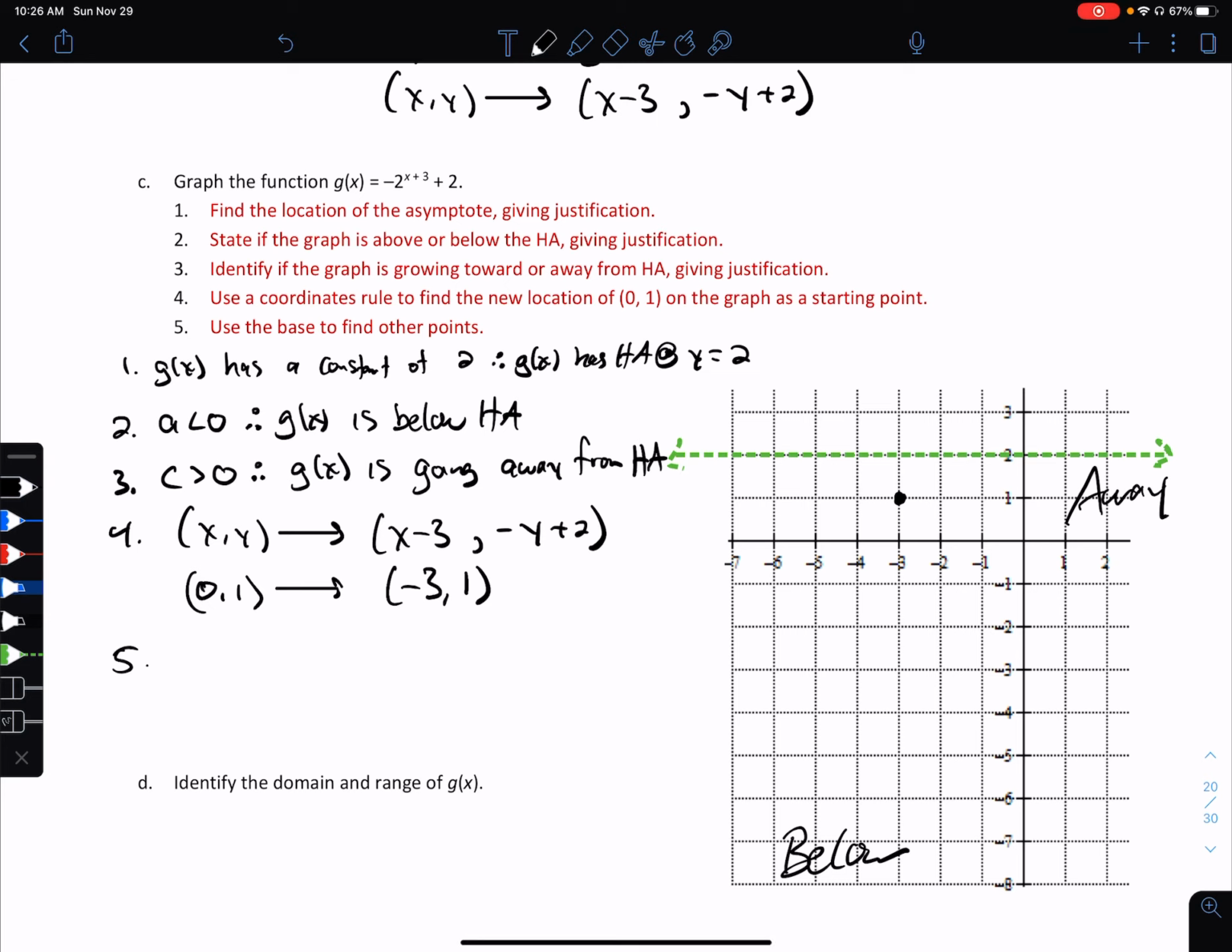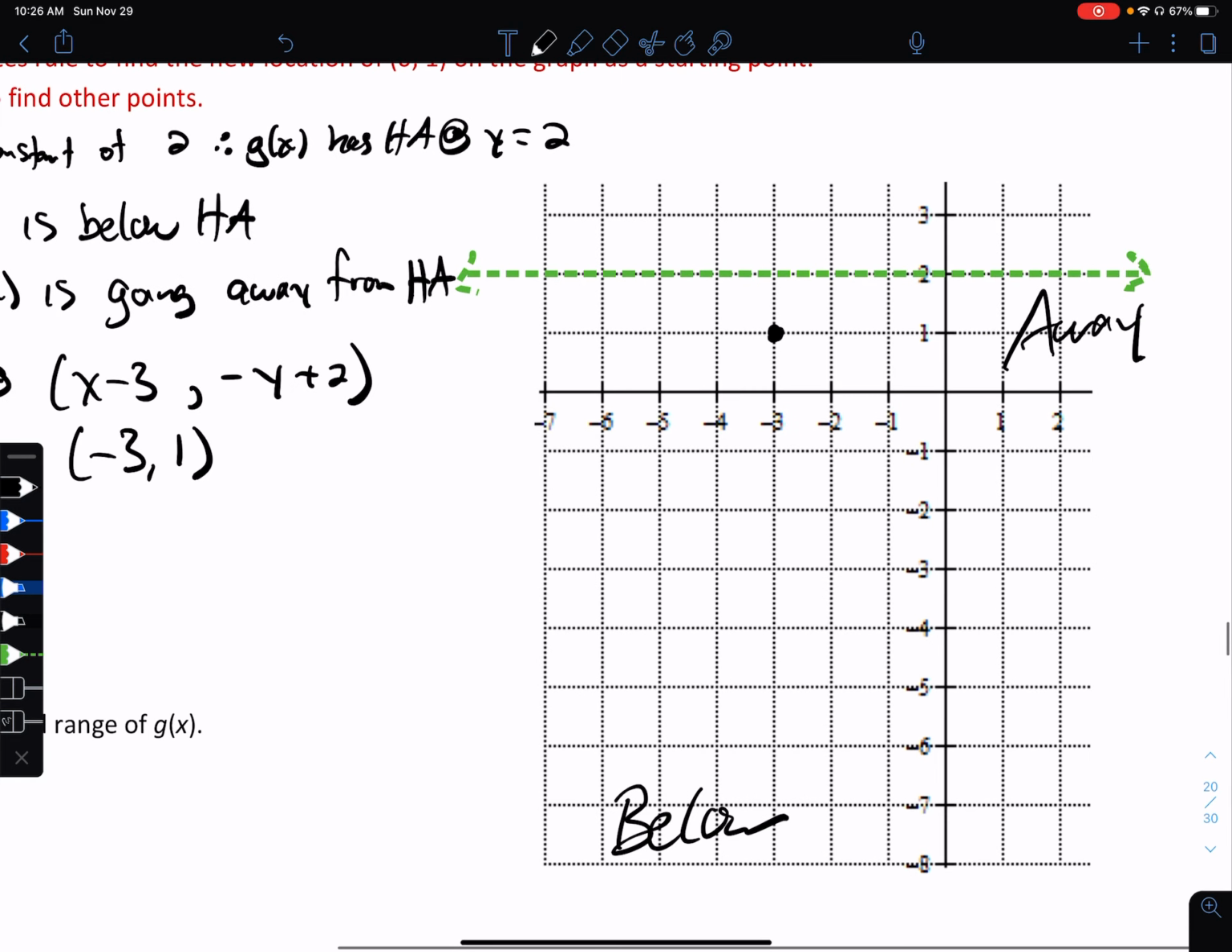5, there's no work to show for this here on the side. Use the base to find other points. The base is 2. So as I move to the right or the left one, I should be doubling my y value, since I'm going away from the horizontal asymptote. As I go to the right one, I'm going to double the space. So it was 1, now it's going to be a 2. I go from my magic point here, using that term loosely. It's not a mathematical term. If I go to the right 2, I double my space. Instead of 2, I'm going to go 4. Not too far.